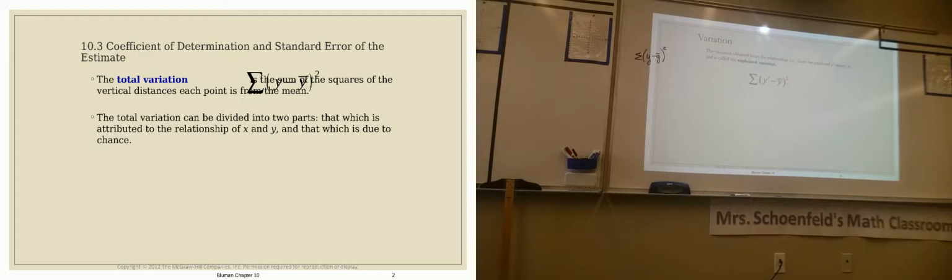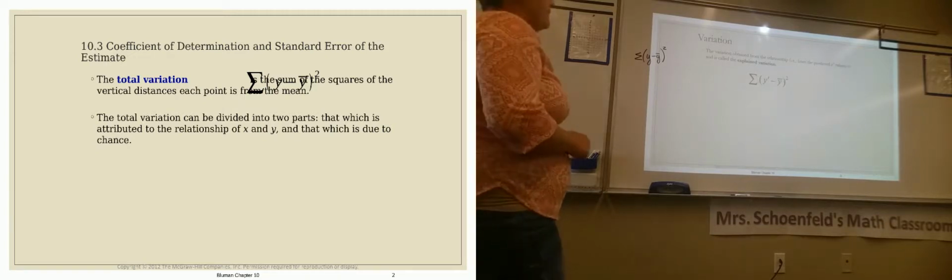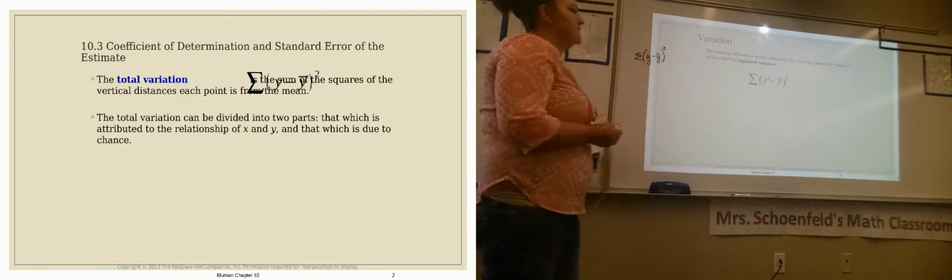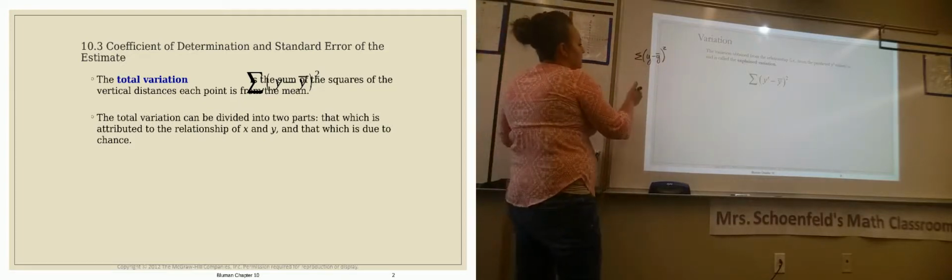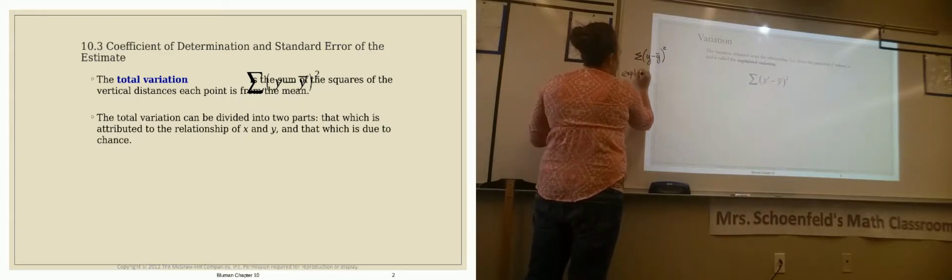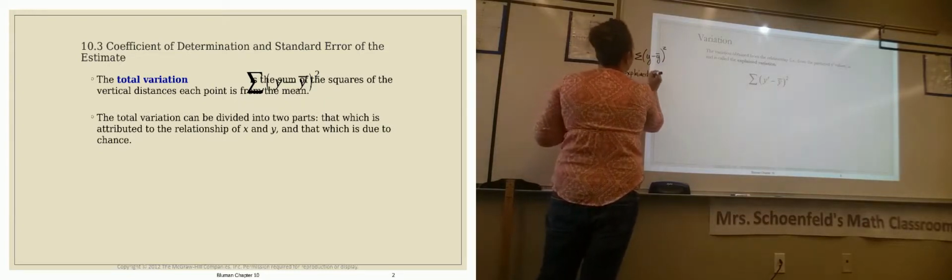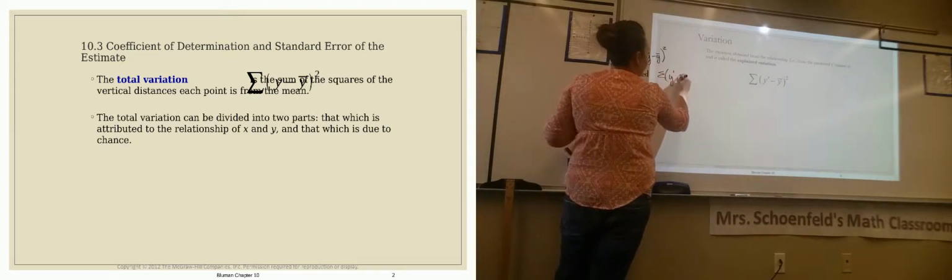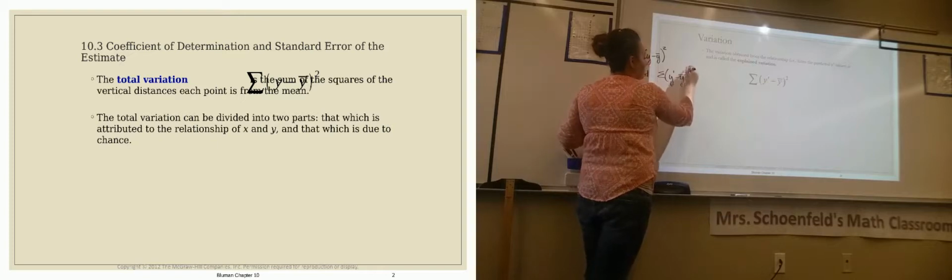Okay, the variation obtained from the relationship. This is a little bit different. So this is the explained variation, and the explained has that y prime in it: y prime minus y bar, squared.